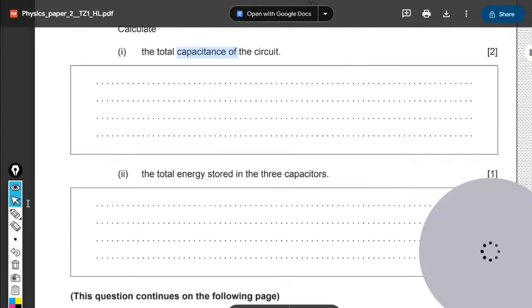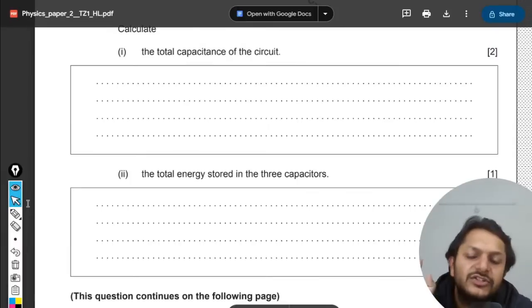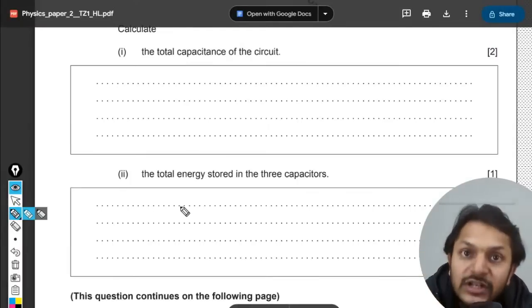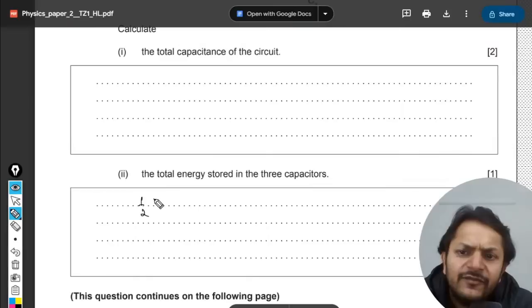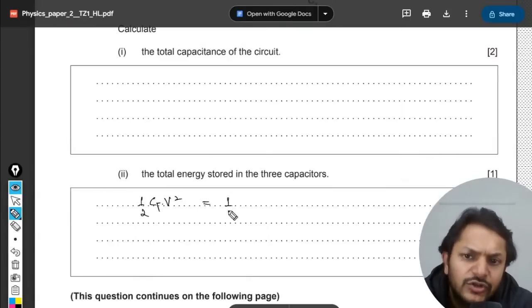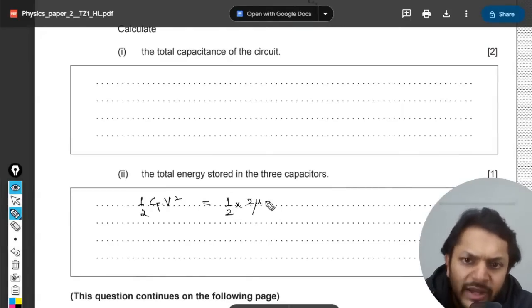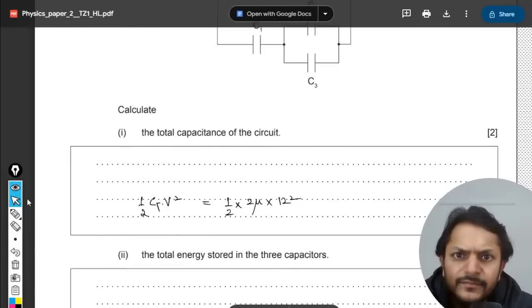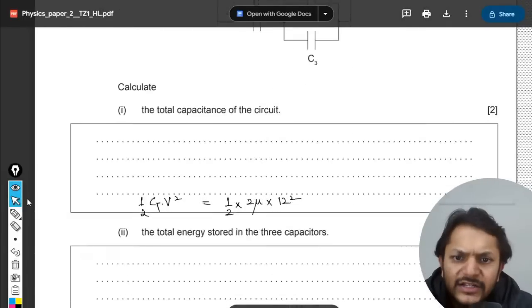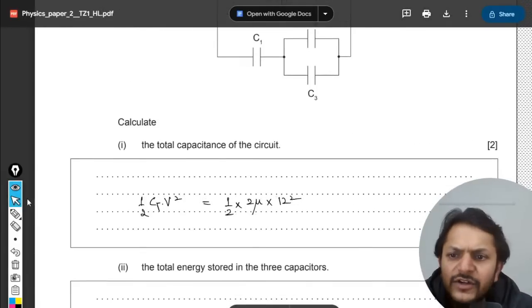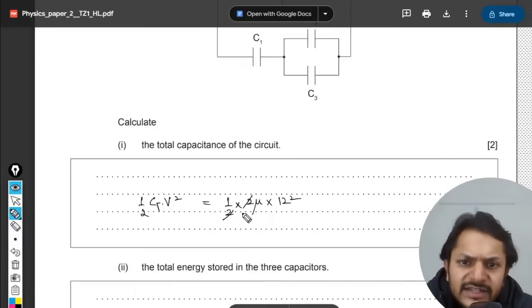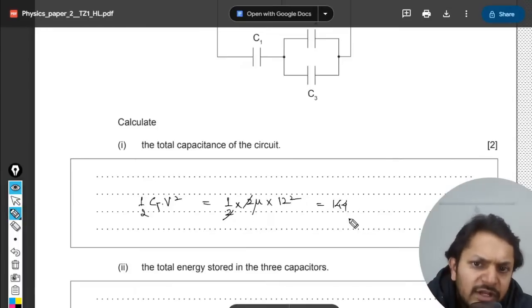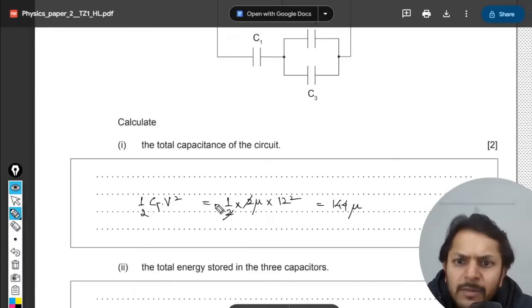The total energy stored in the 3 capacitors. So we want to find the total energy. So it will be half Ct V squared. So the total capacitance is 2 microfarad into the potential. I think it was 12. Yes. So it is just this, half of this. So 2 and 2 get cancelled out. It will be 144 microjoule.